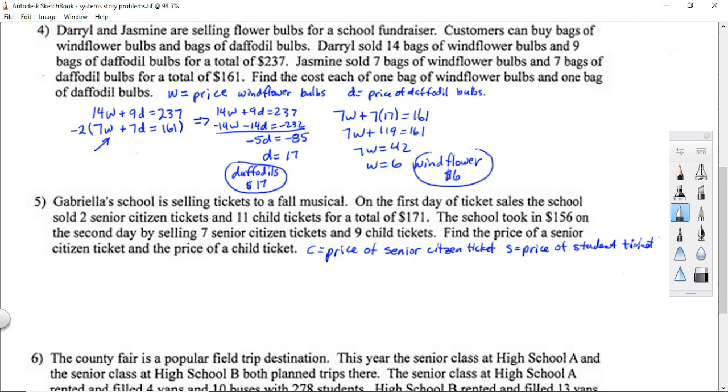So that's our answer. How much does each cost? The daffodils cost $17 a bag, and one bag of windflower bulbs costs $6. Okay, let's look at the next one.